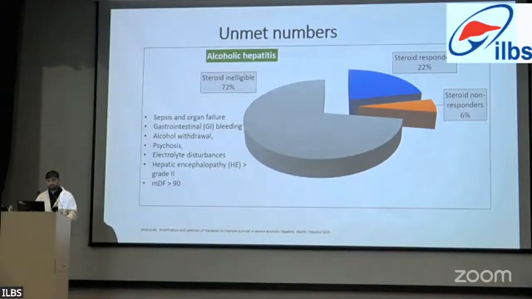Most of it is high DF, MDF of more than 90. Others are sepsis and GI bleed. So what do we have to do with these patients?